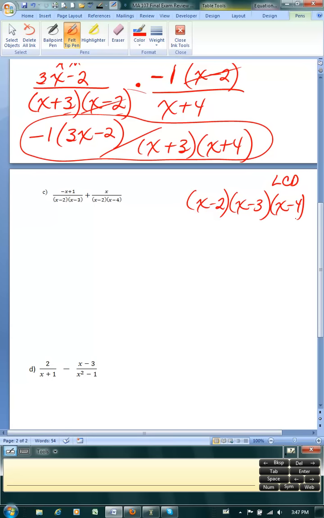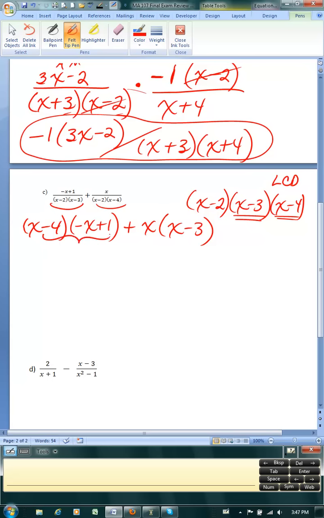All right, so to create the LCD on the left, I need to multiply the top and the bottom by what is missing. And when you look at the denominator, we are missing the x minus 4. So I'm going to have x minus 4 times the -x plus 1. On the right, what is missing is the x minus 3. So I'm going to multiply the current x by x minus 3. I'm going to multiply and condense.